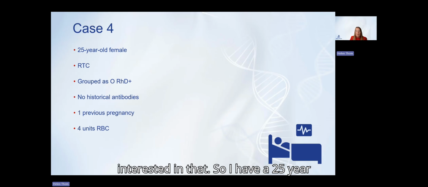So I have a 25-year-old female. They have been involved in an RTC. They've grouped as O POS. They don't have any historical antibodies. You're aware they've had a previous pregnancy, and 4 units of red cells have been requested for this patient.